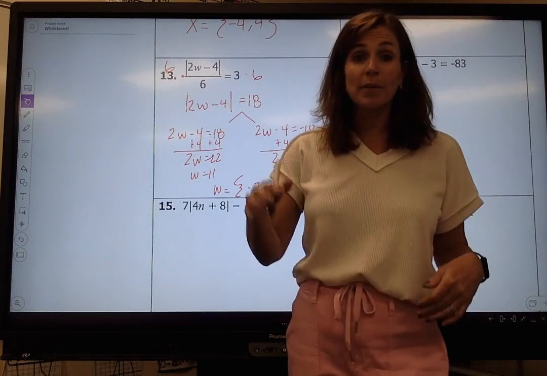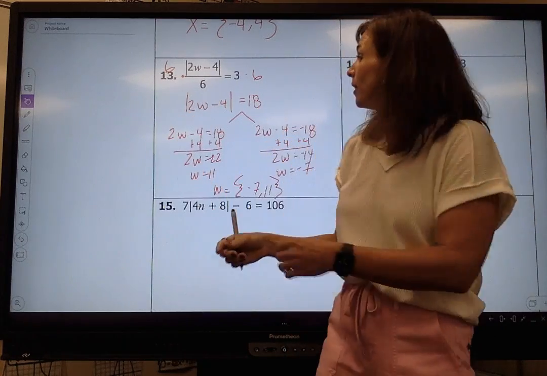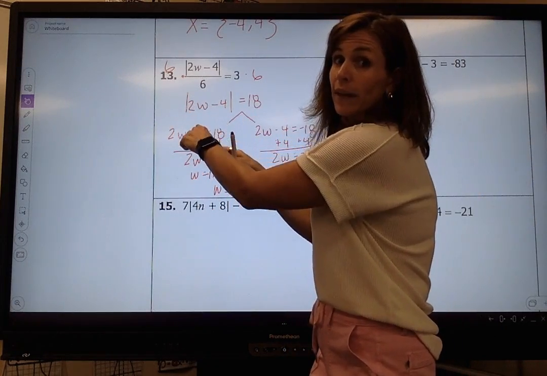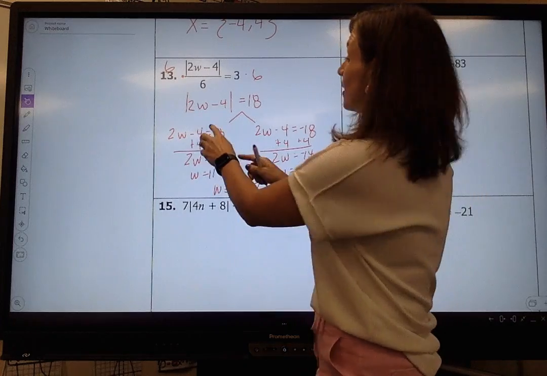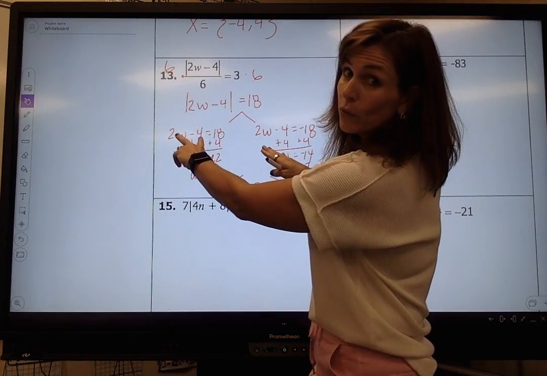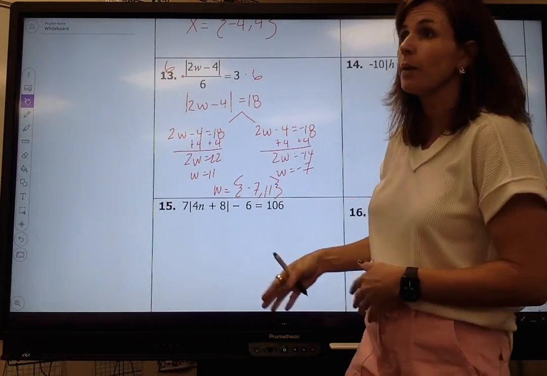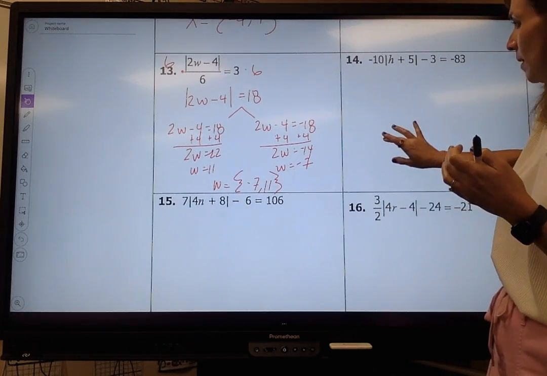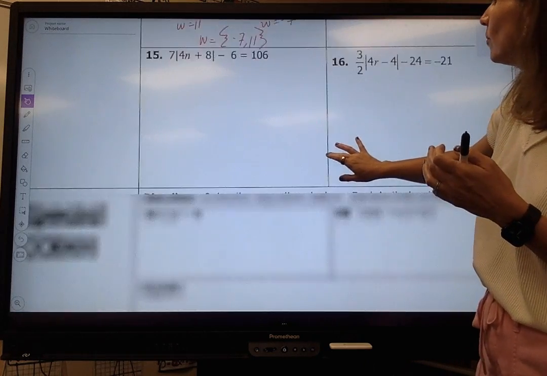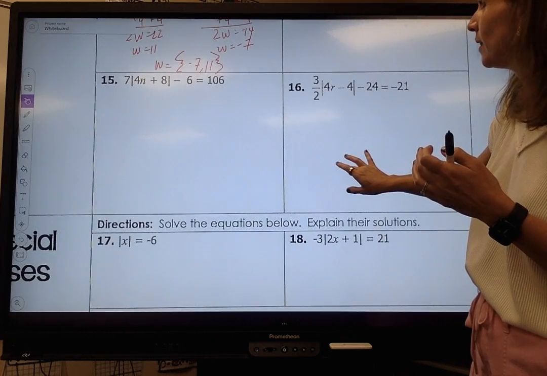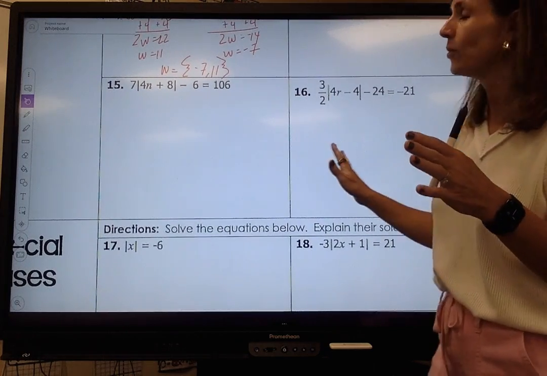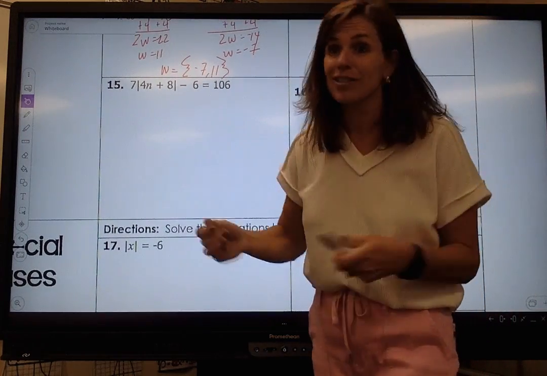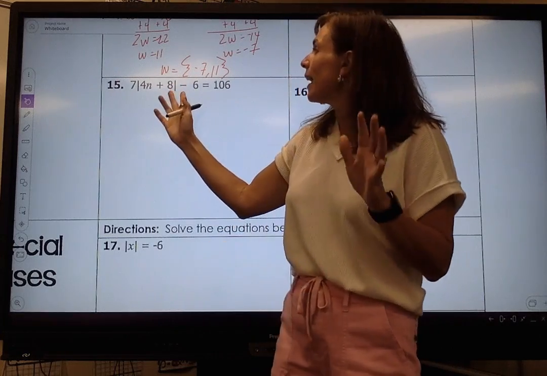Okay, so steps: isolate, branch. This you must have absolute value. Once you branch, these guys fall away and you just set up your two equations, okay? And then solve and bracket. Let's take a look at number 15. Actually, no. Yeah, well, let's do 15. I'm going to do 15 and 16. I love fractions. All right, so over here, it's the same thing.